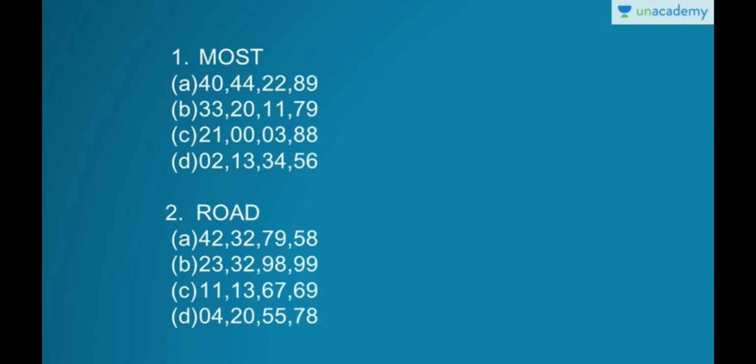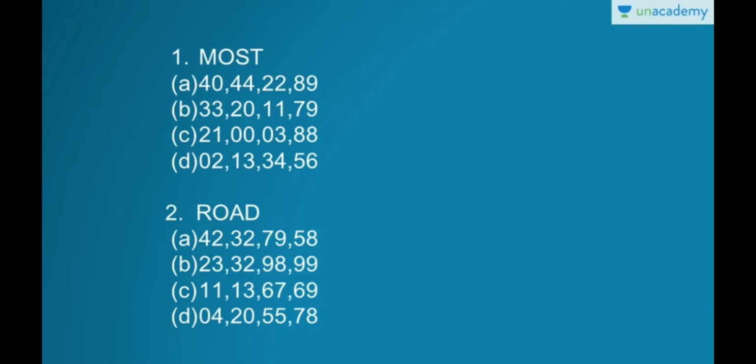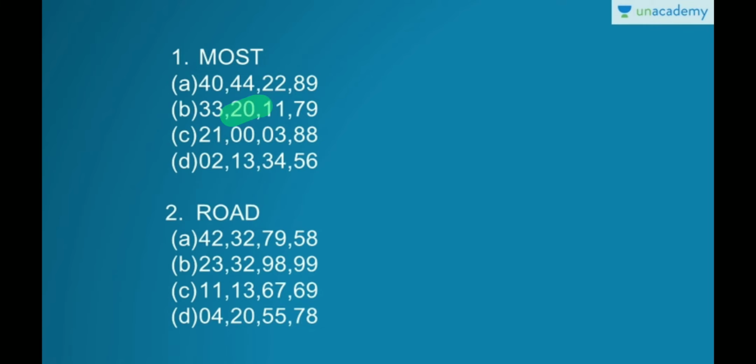Now see here, for "most" the coded words for M are 02, 14, 21, 33, 40. Obviously any of these can be correct. Now check it for O: it is 01, 13, 20, 32, 44. So this one is eliminated. Option C is eliminated. Now let's check for S.